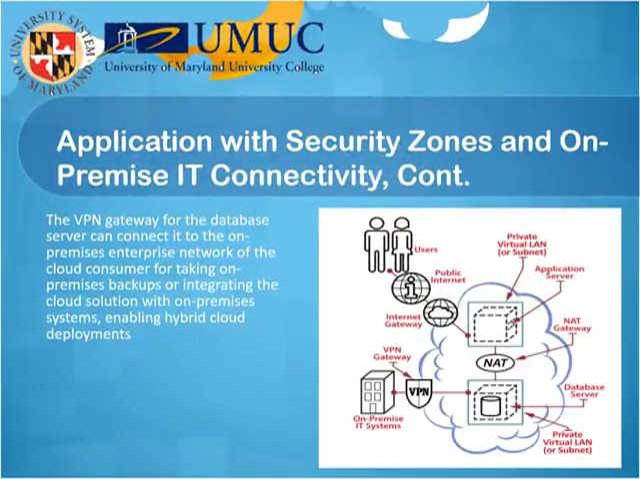This architecture is illustrated in the figure on this slide. The VPN gateway for the database server can connect it to the on-premises enterprise network of the cloud consumer for taking on-premise backups or integrating the cloud solution with the on-premises systems, enabling hybrid cloud deployments.